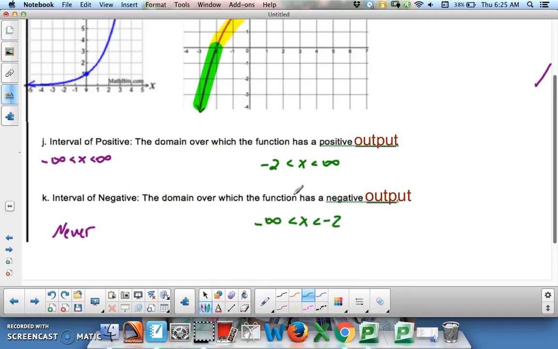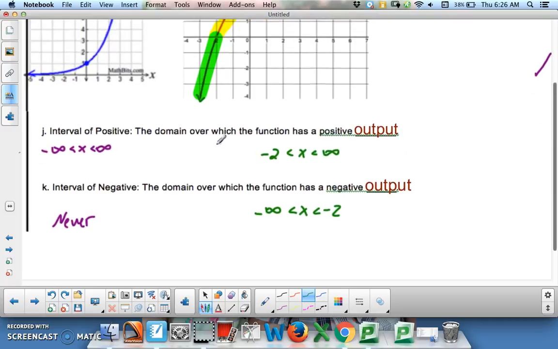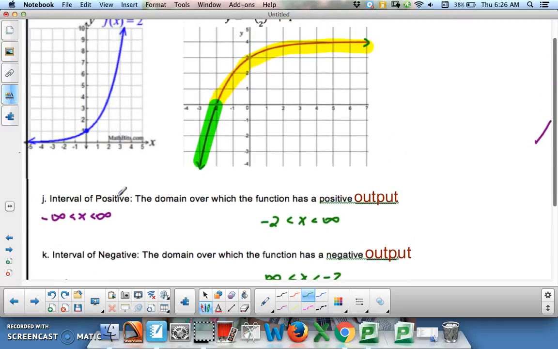Okay, so together those make up the entire domain. It starts at negative infinity, it goes to positive infinity. But there is this flipping point right there at that x-intercept that goes from positive to negative. With exponential functions, you could end up with it always being positive or always being negative, or you could have some of each. So you just have to look at the graph and determine which it is.